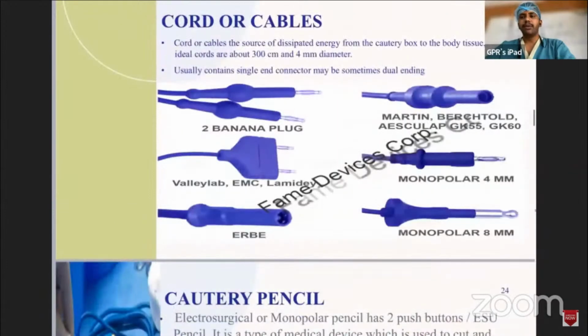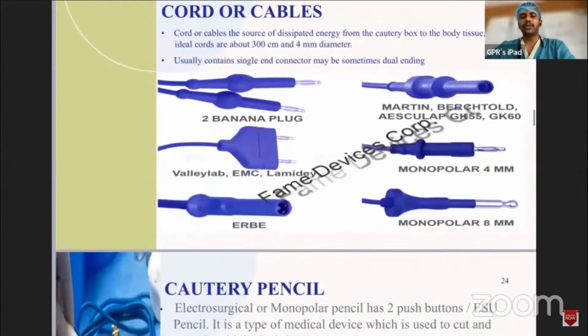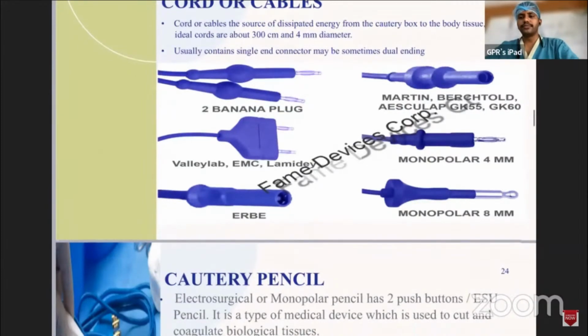These are different types of cable. What we use, its usual length will be around 300 centimeters, which is more than enough to run on the patient, and its diameter will be 4 millimeters. The two plugs on the left corner are always the bipolar unit, and a single one is the monopolar unit. The one in the lower left is the bipolar endo unit, and the one on the top right is the endo cutting unit.